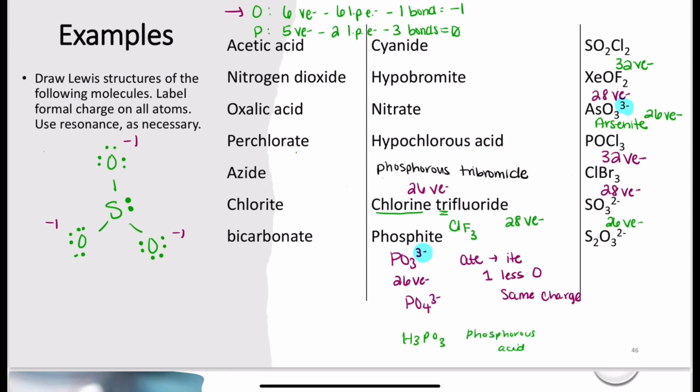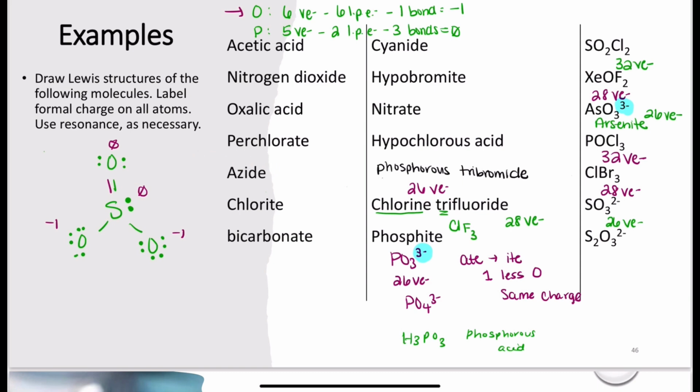Well, let's check my sulfur. Sulfur has 6 valence electrons, 2 lone pair electrons, and 3 bonds. Overall plus 1 charge. I can minimize that by an oxygen donating a pair of electrons to form a double bond. Now sulfur has 2 lone pair electrons and 4 bonds, and overall 0 charge. This oxygen is 0 and the sulfur is 0.